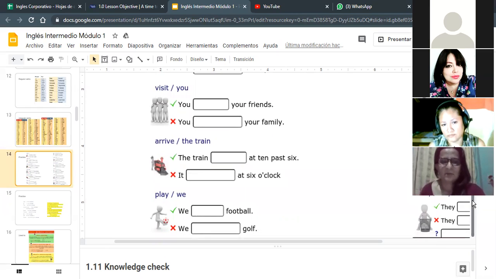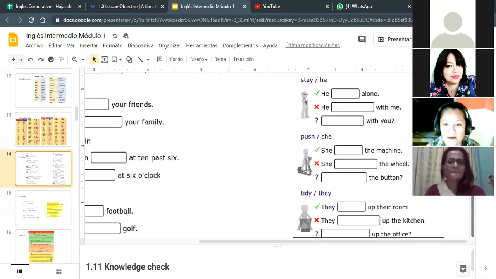The next one says arrive and the train. Affirmative? The train arrived at 10 past 6. And the negative? It didn't arrive at 6 o'clock. Very good. It didn't arrive at 6 o'clock. And play and we, affirmative? We played football. And the negative? We didn't play golf. Okay, we didn't play golf. Let's move on to the other ones.